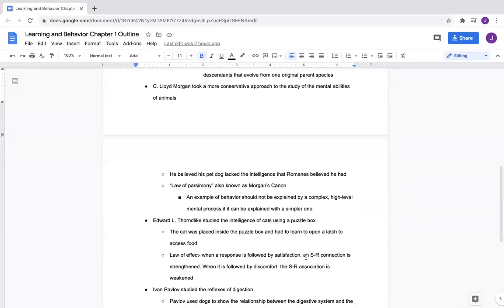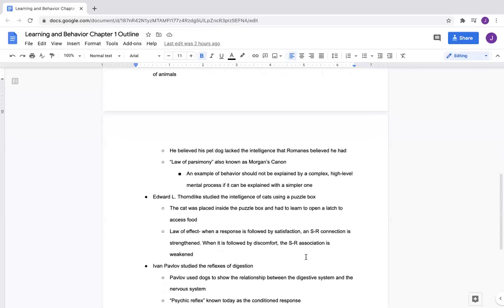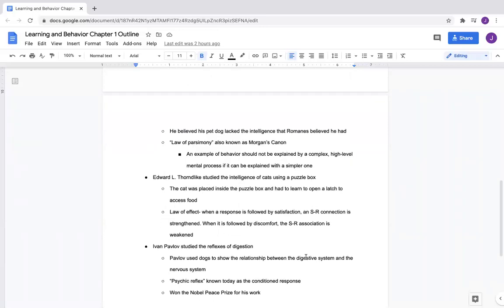C. Lloyd Morgan took a more conservative approach to studying the mental abilities of animals. He believed that his pet dog kind of lacked the intelligence. He discussed throwing a piece of food or a toy over a fence in which there was enough space between the fence posts for the dog to go through the fence to get to this object. However, the dog didn't have the spatial awareness to realize that it could go through the fence, and so it stopped when it got to the fence.